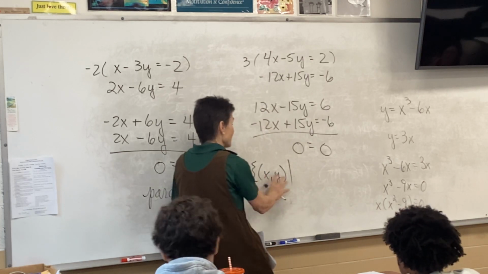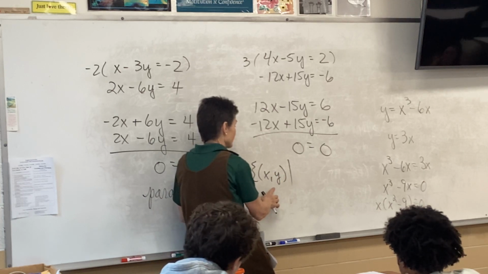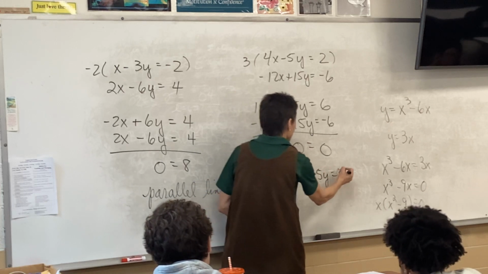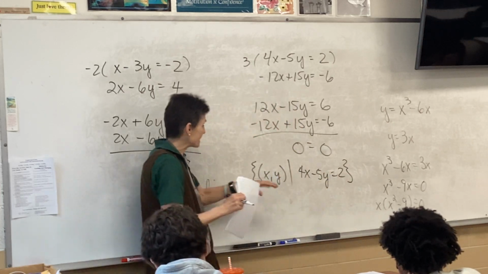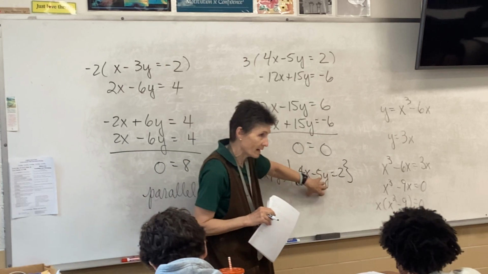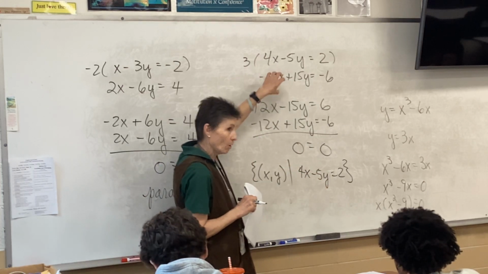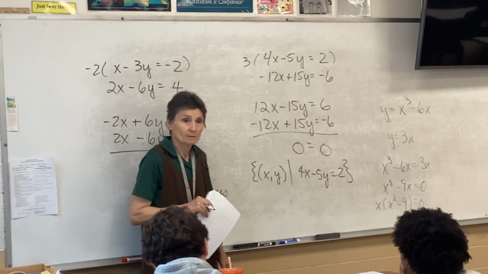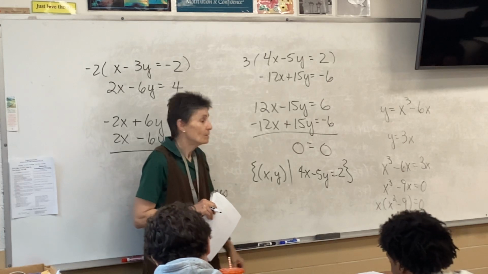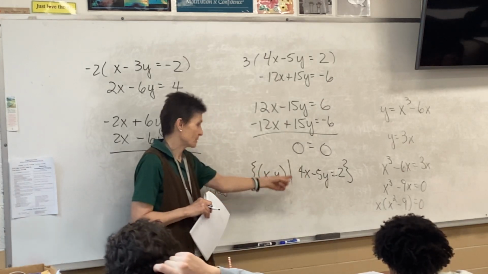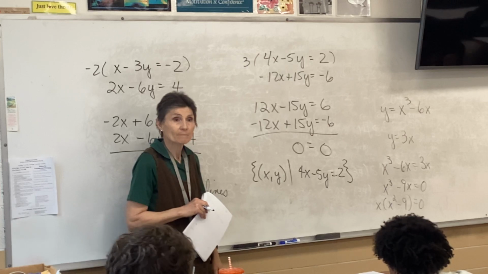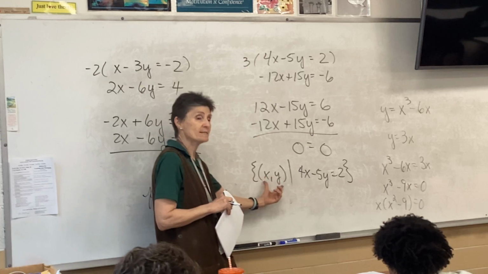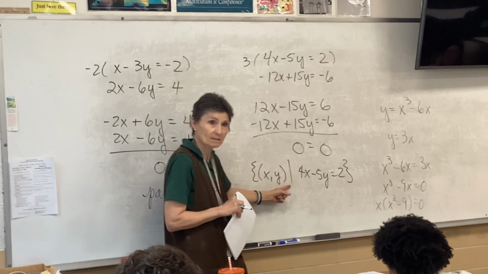All the points, the set of all the points in the whole wide world, where 4x minus 5y equals 2. Because if a point is on this line, then it's also on this line, which makes it part of the solution. You understand what I'm saying? We could write either equation. What does that line down the middle mean? Such that, so all of the points in the world such that that's true.